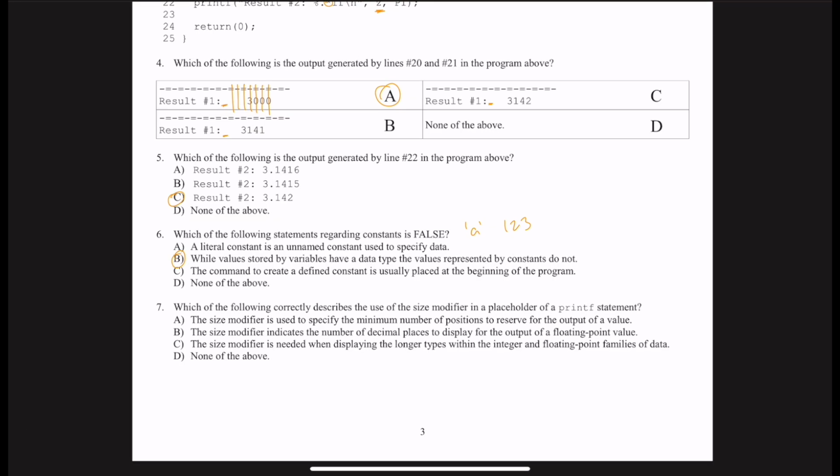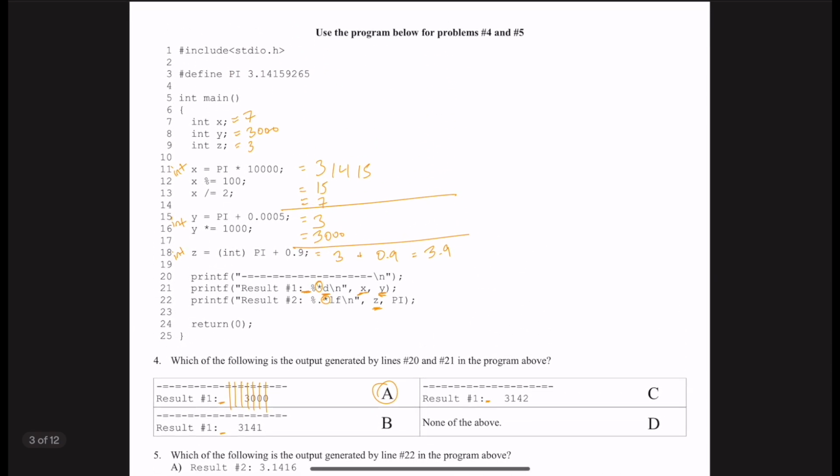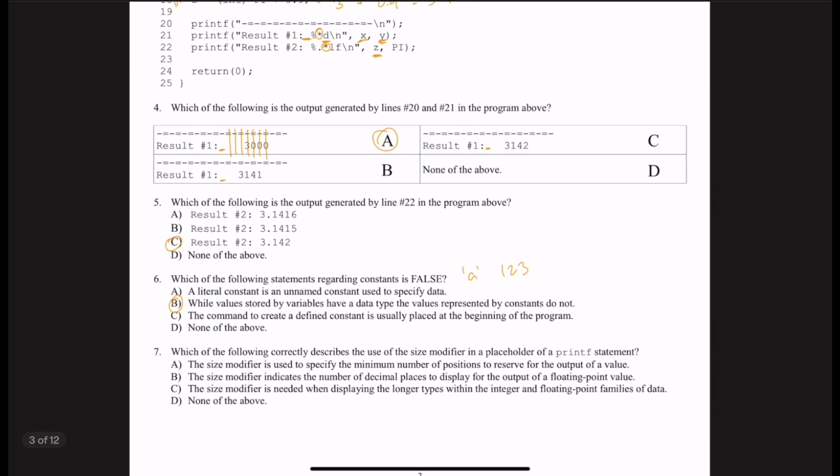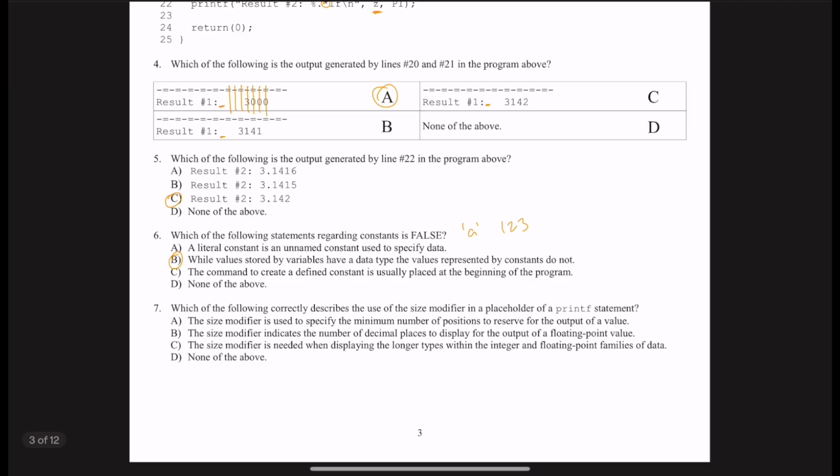C. The command to create a defined constant is usually placed at the beginning of the program. This one is true. That's just a course standard of how we do it in 159. Even like the example up here, we can see we have our include statements, but then immediately after, before our first function, we already have our defined constants laid out. So C is true. Therefore, B is false, and B is our answer.